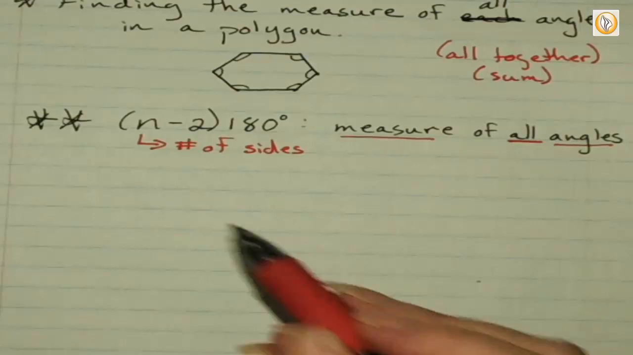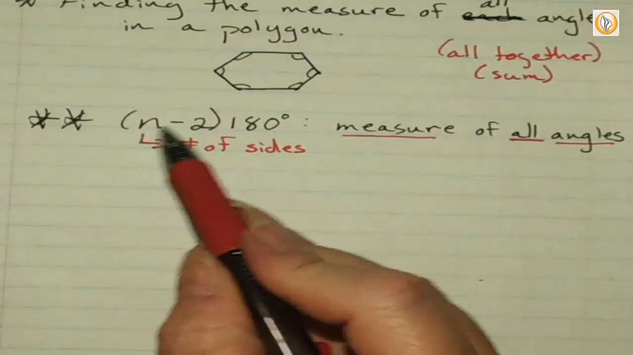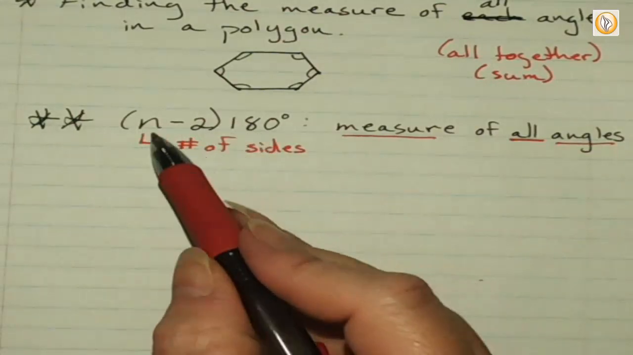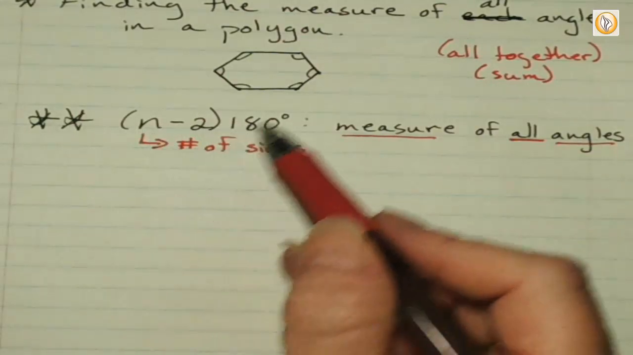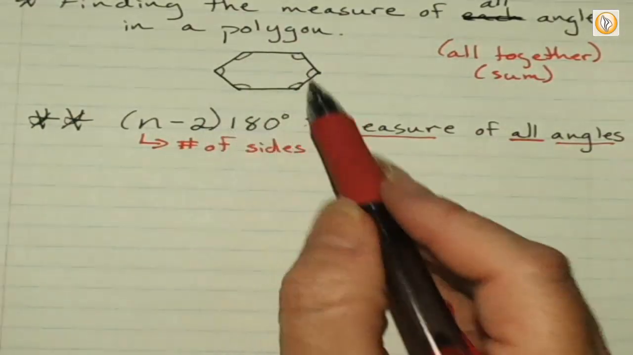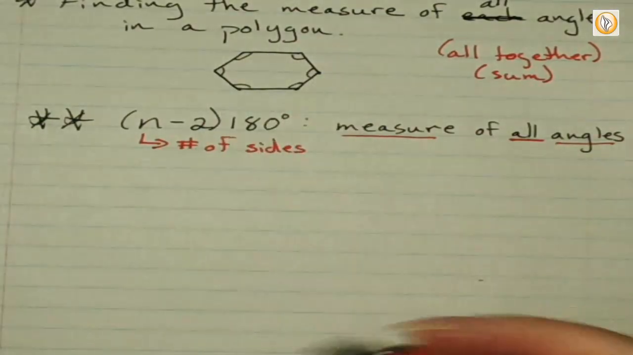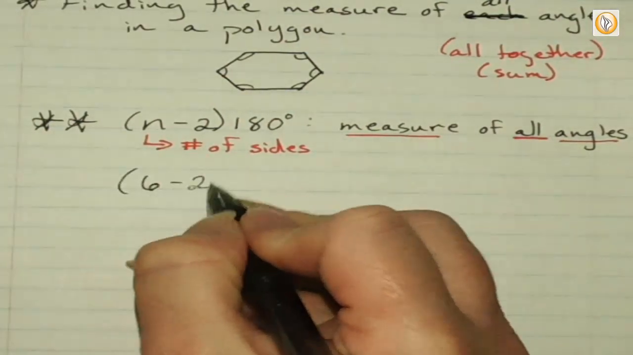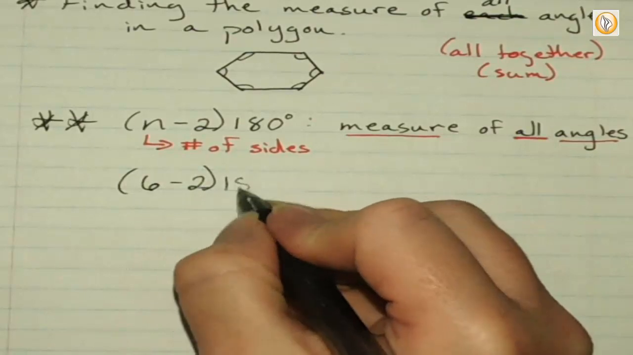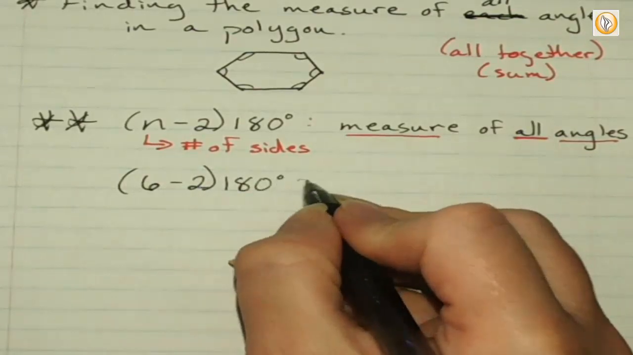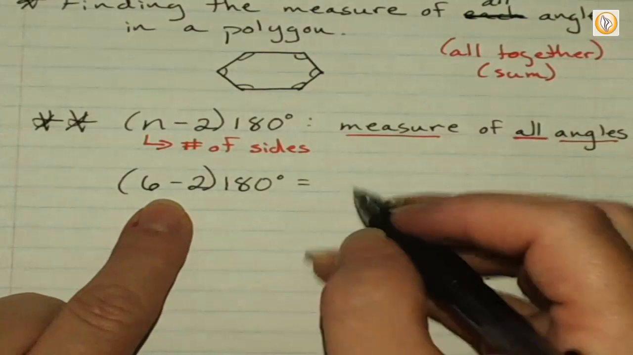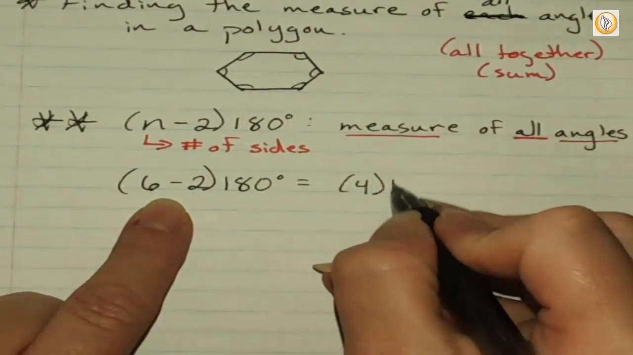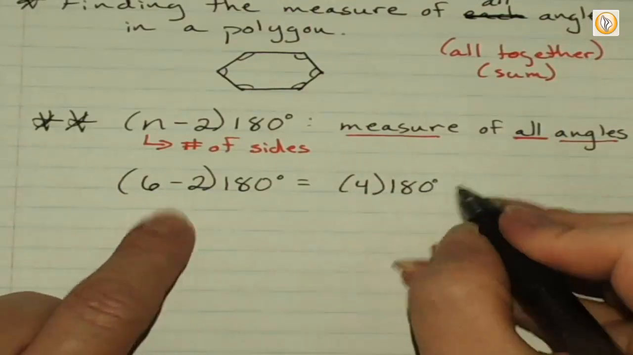Okay, so for example, here's the formula. N minus 2 times 180. Stop coloring so loudly, Tanner. N means the number of sides. So, Kelly, how many sides does this figure have? 6. So, we plug in the information. 6 minus 2 times 180 degrees. All right, so Kelly, what is 6 minus 2? 6 minus 2 is 4. So 4 times 180 degrees.